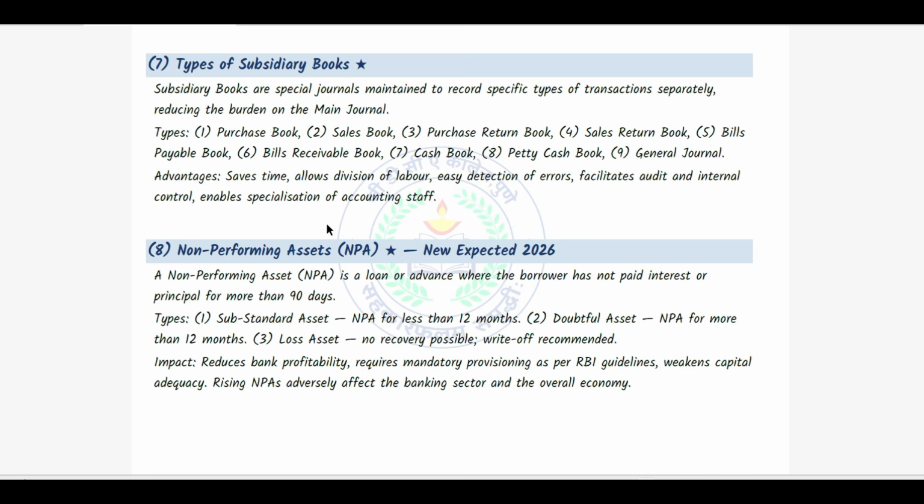Number eight, new expected. Actually, this can be NPA account. They might ask you to write short notes on NPA account, that is non-performing assets. A non-performing asset, NPA, is a loan or advance where the borrower has not paid interest or principal for more than 90 days. Types: number one, substandard assets, NPA for less than 12 months. Number two, doubtful assets, NPA for more than 12 months. Number three, loss assets, no recovery possible, write-off recommended. These are the three types of NPA.